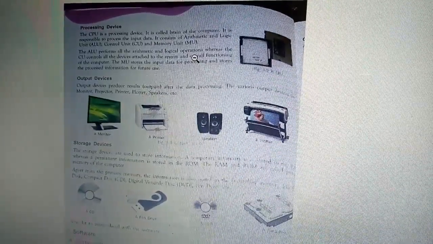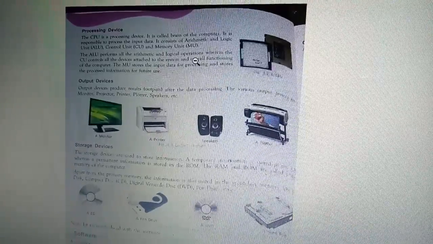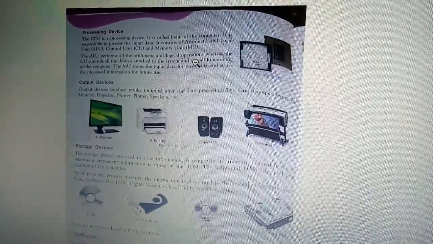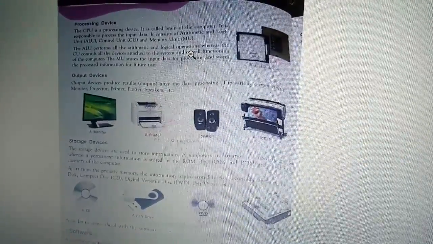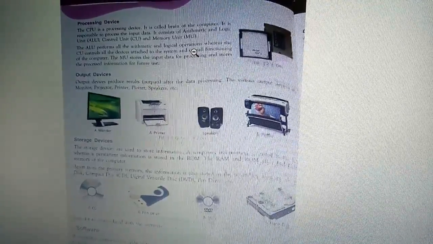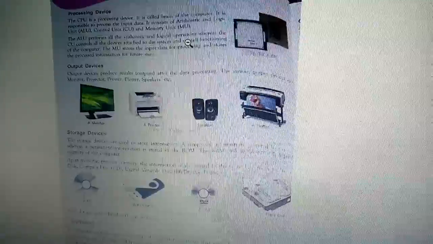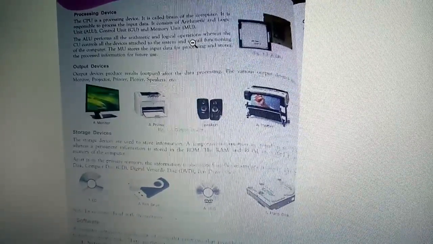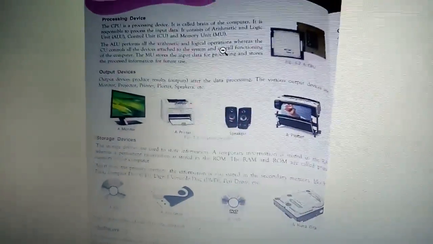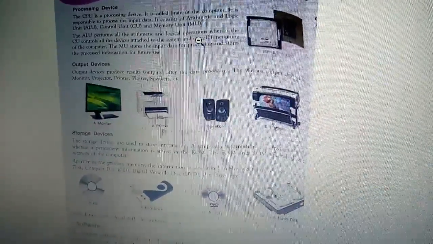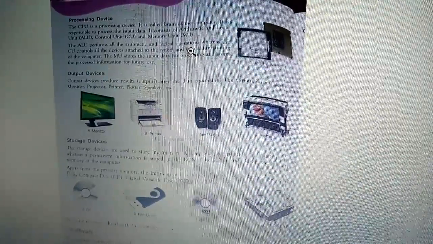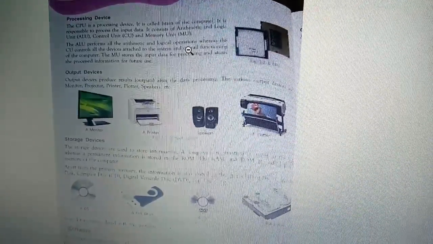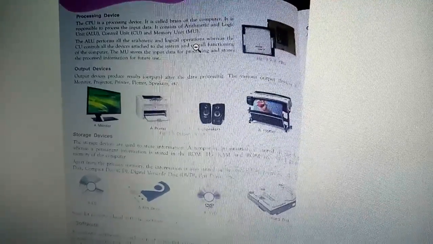Whatever processing is going on inside the CPU needs to be finalized, and the various output devices are monitor, projector, printer, plotter, speakers. With the help of these devices we get our output. On a monitor screen you can see the result. With the help of the printer we get the result on paper. With the speakers we can listen to the results. Now what is a plotter? A plotter is used to draw lines on paper.